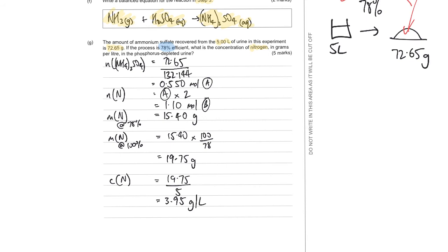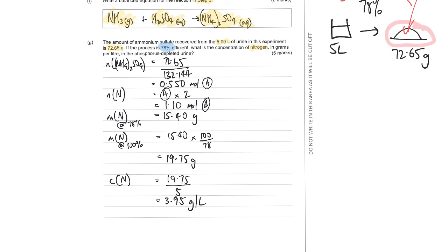Oh, I've done that wrong. No, I haven't. Because I was thinking that this ammonium sulfate was an impure substance, but it actually is a pure substance. It's the process which is 78% efficient, not the process makes a 78% pure substance. All right, so this 72.65 grams is pure ammonium sulfate.